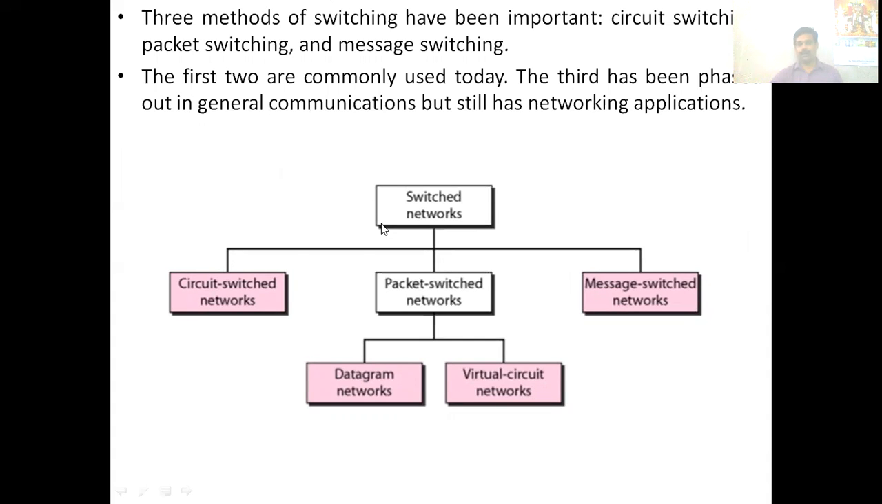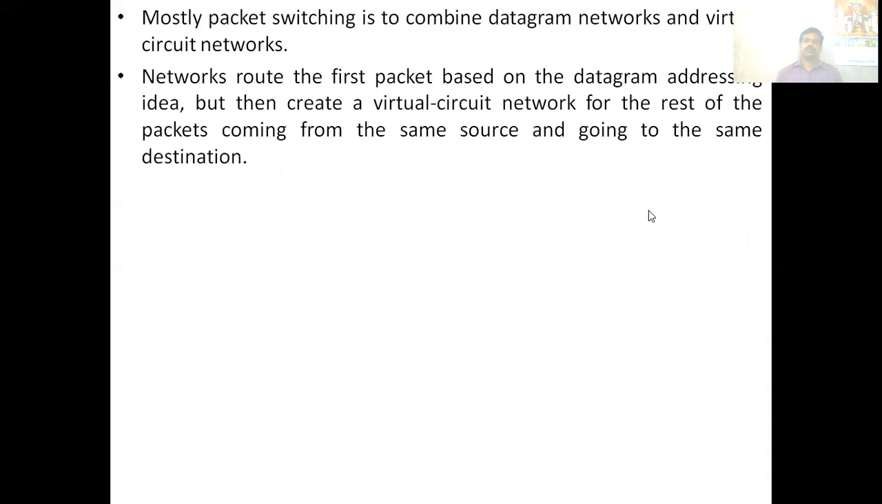Of these, circuit switching and packet switching are widely used, and mostly message switching is not in use. Packet switching combines datagram networks and virtual circuit networks. There are two types in packet switching: one is datagram networks, another one is virtual circuit networks.